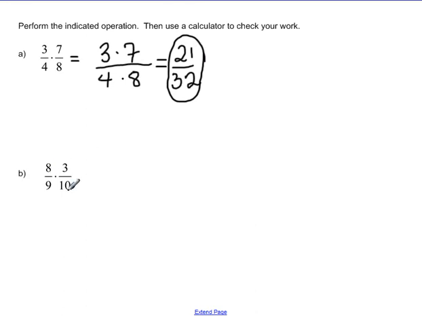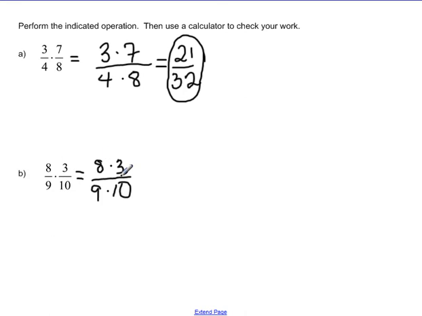Now this next problem, we're going to have a few more things going on. If we put the numerators multiplied together for my new numerator, 8 times 3, and we put the denominators together, 9 times 10. Now before we do the multiplication, we can start looking for common factors between the numerators and the denominators. And there's lots of common factors that we're going to find here. We can see with the 8 and the 10, there's a common factor of 2.